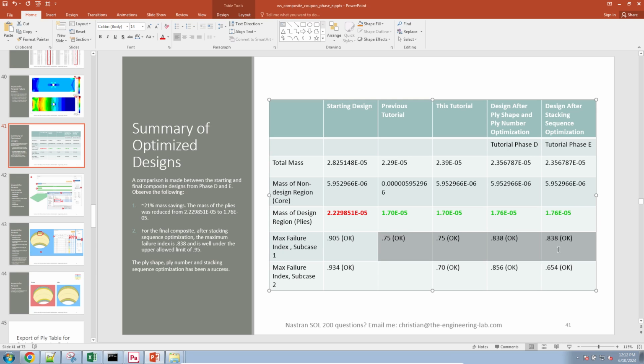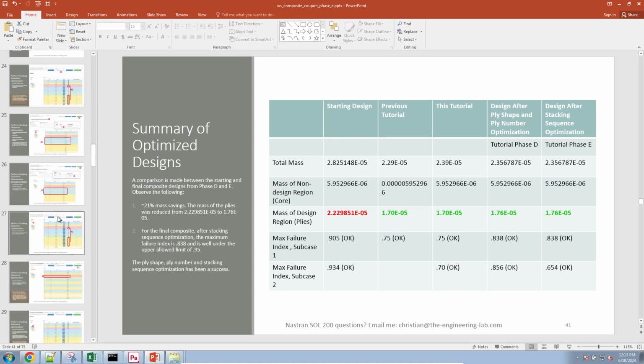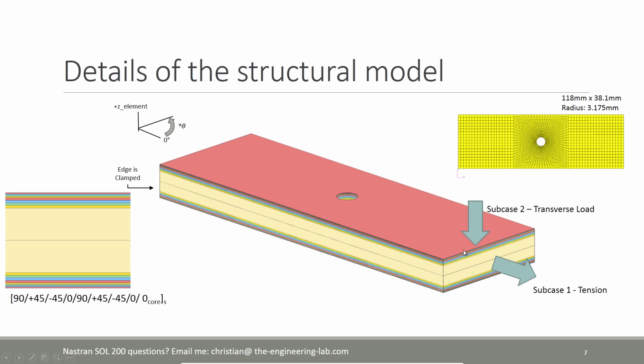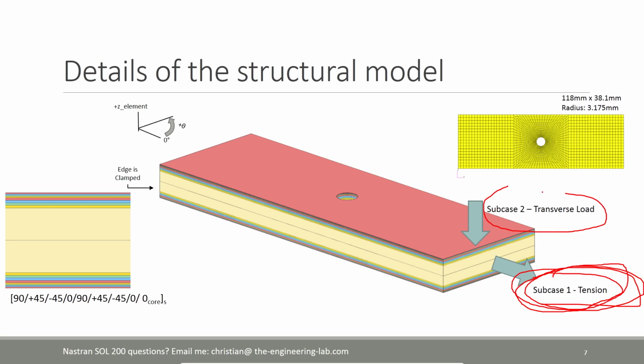The reason the failure index is the same is because of the following. The first load case was a tension load that you see here. When you are pulling on this composite, it doesn't matter what the stacking sequence of the composite is. Whatever stacking sequence you have, you'll get the same failure index for this purely tension load. Now, for this transverse load that's causing a bending in the composite, this is where the failure index will change depending on your stacking sequence.